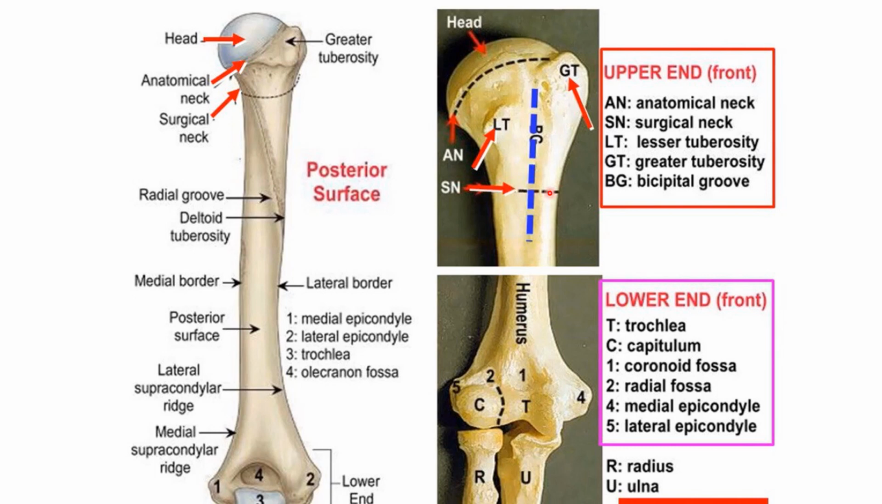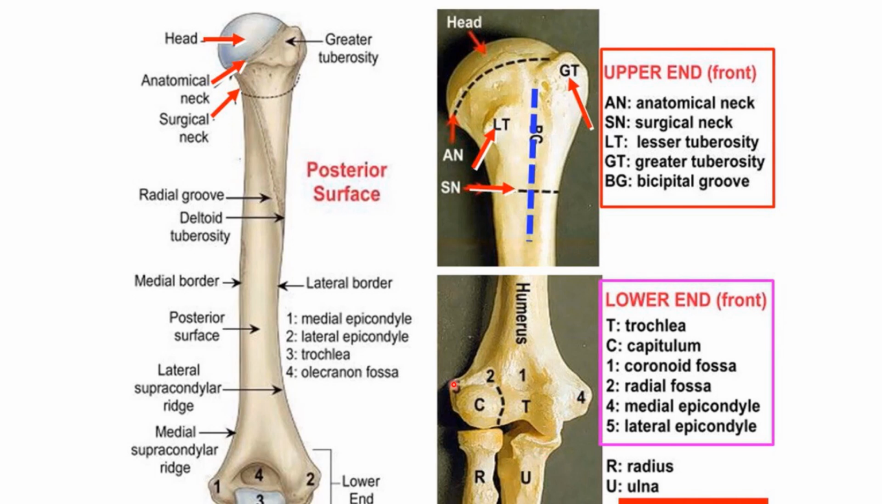Now when we look at the lower end, this is from lateral to medial. This is the lower end of the humerus. It has two articulating surfaces, the trochlea and the capitulum. Because this is lateral, this is the capitulum. The capitulum articulates with the upper surface of the radius, and the trochlea articulates with the trochlear notch of the ulna. This is the medial epicondyle, this is the lateral epicondyle.